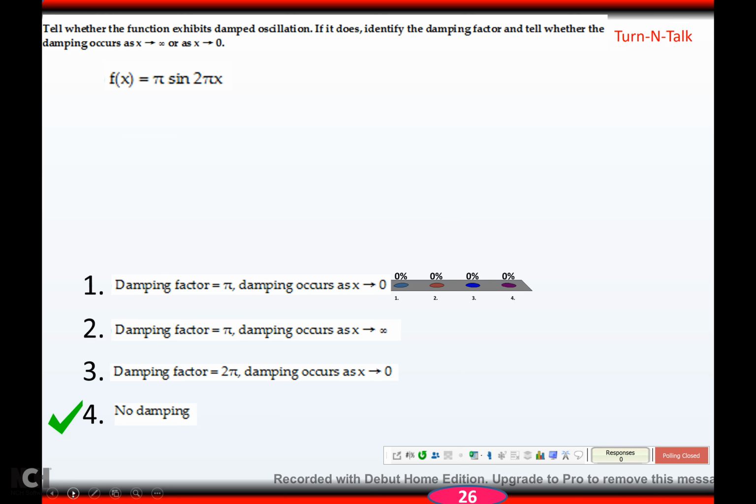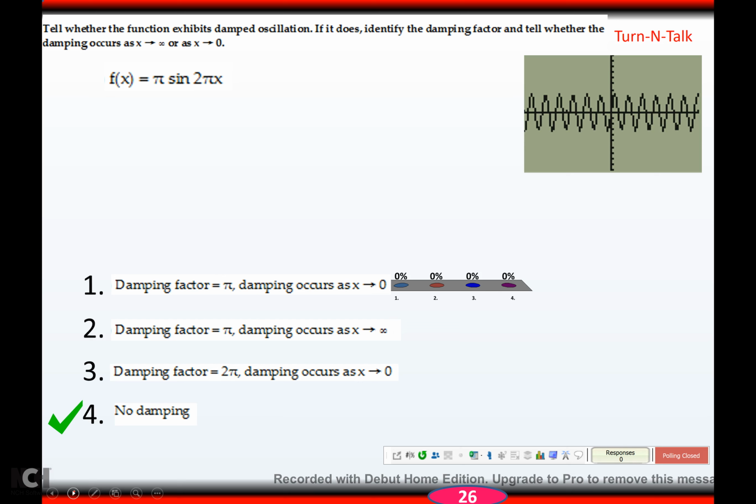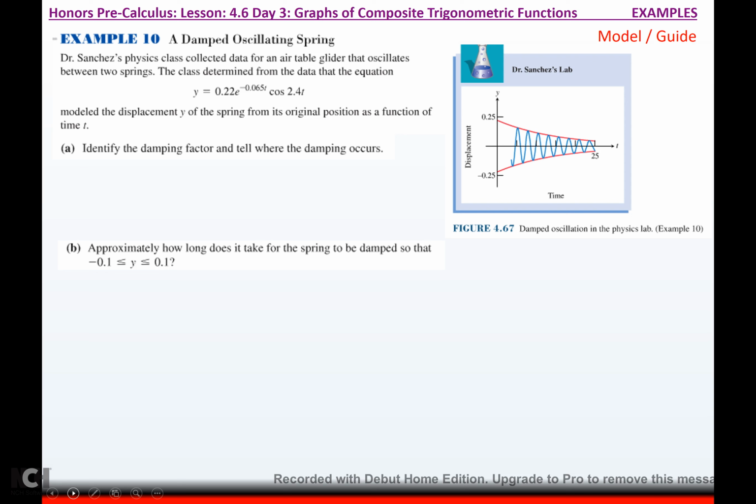And hopefully you got no damping. If you didn't, let's look at the graph. And you can see that the waves don't ever get any shorter. They're continually oscillating between pi and negative pi. Alright, so a damped oscillation spring.